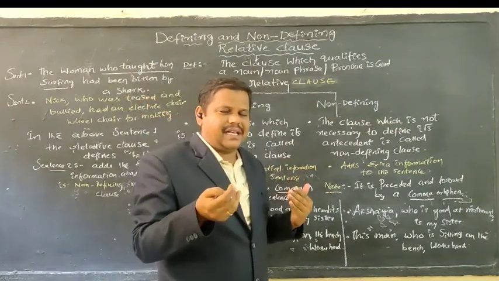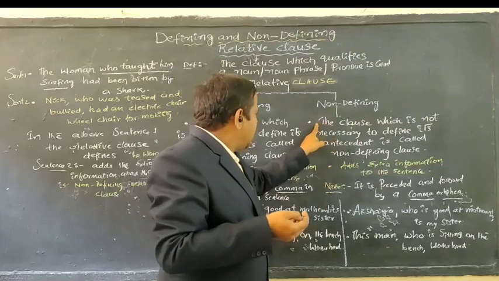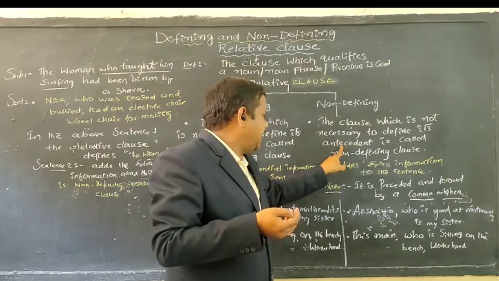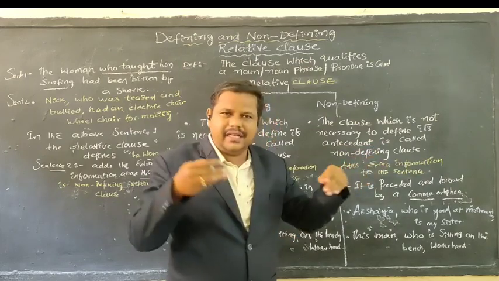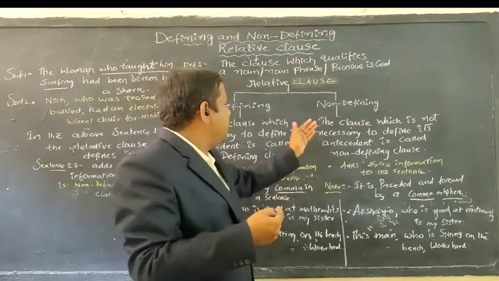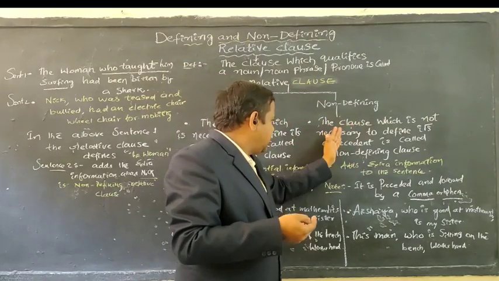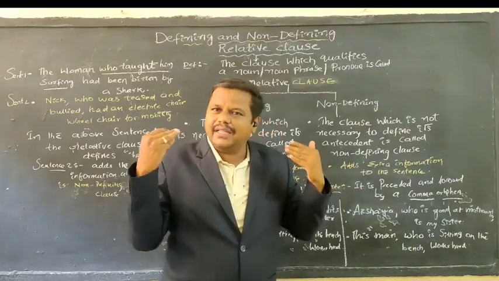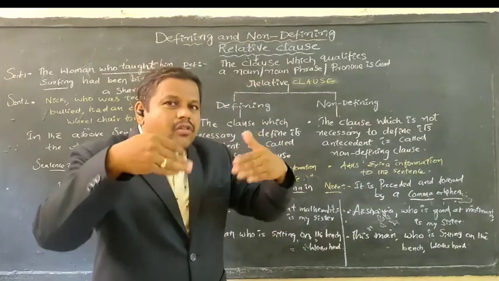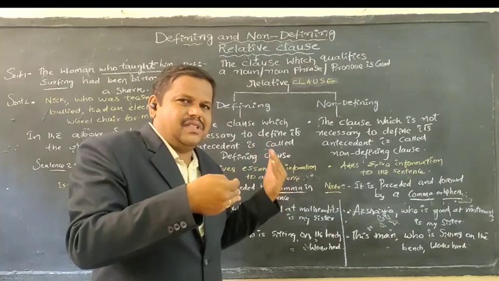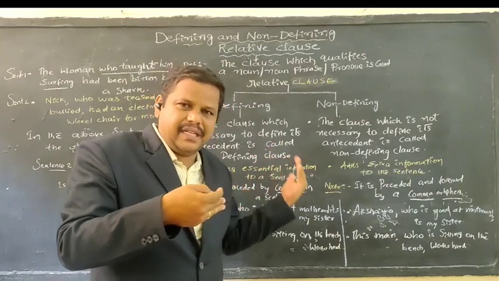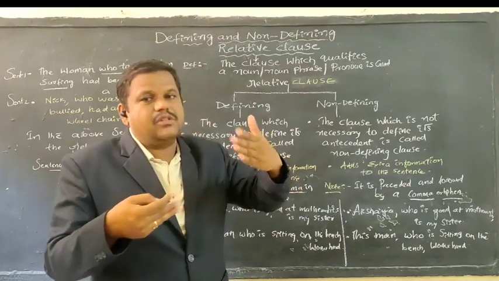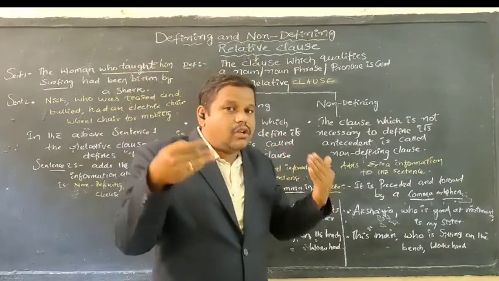What is a non-defining clause? The clause which is not necessary to define its antecedent is called a non-defining relative clause. Once again, the clause which is not necessary to define its antecedent is called a non-defining relative clause. So what is this antecedent, which is there in the defining relative clause and not present in the non-defining relative clause?